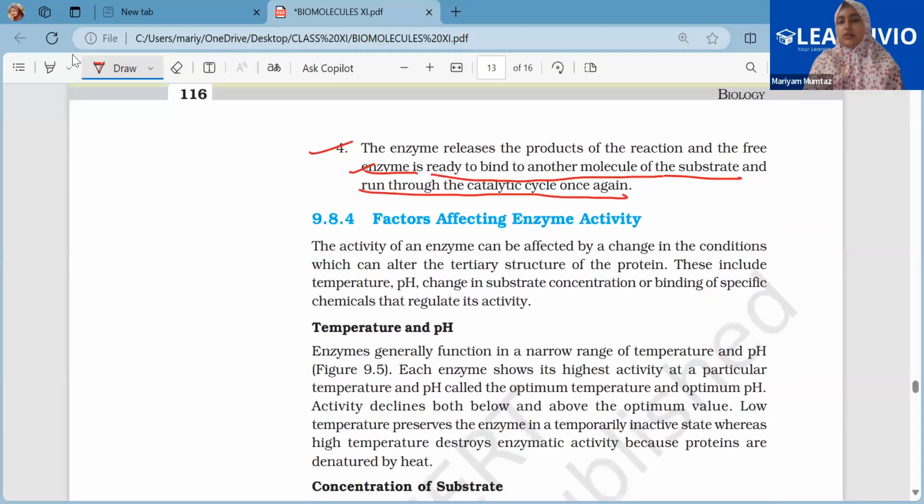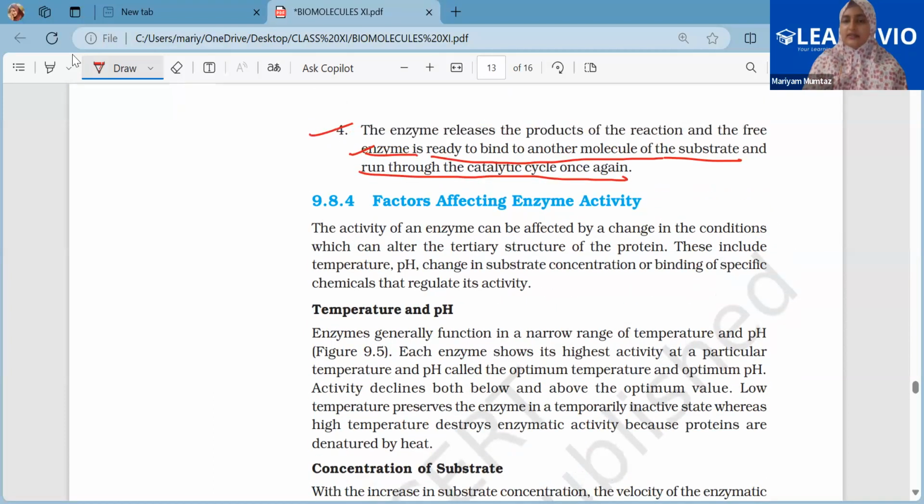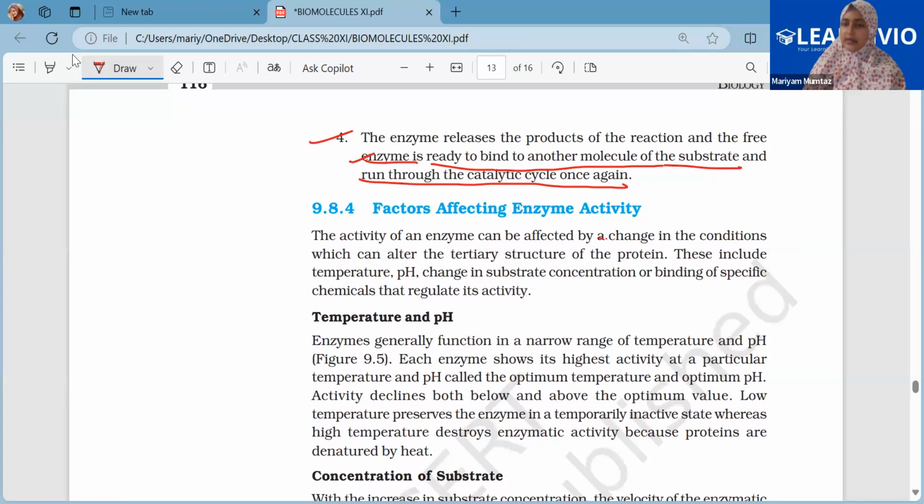Now, let us talk about the factors affecting the enzyme activity. The activity of an enzyme can be affected by a change in the conditions which can alter the tertiary structure of the protein. These include temperature, pH, change in the substrate concentration or binding of specific chemicals that regulate its activity. So there are certain factors that actually affect the enzyme activity.